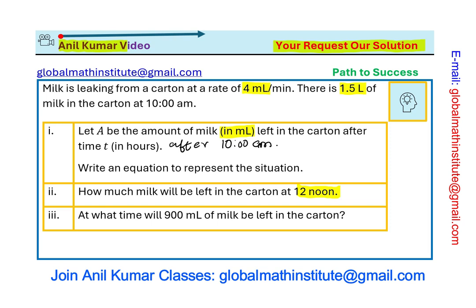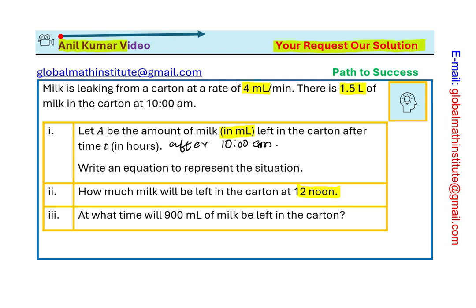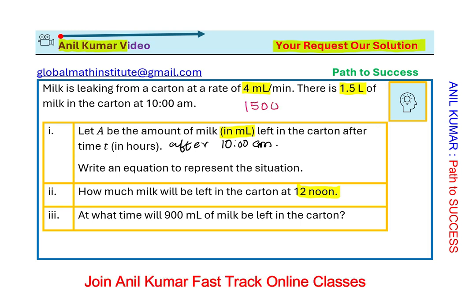So first part is defining variables, which we have done very beautifully along with units. So now, what was the amount of milk in the carton to begin with? At 10 am, it is 1.5 liters. So 1.5 liters is multiplied by 1000 to get it to milliliters. So 1500 milliliters. So that's the amount of milk A at 10 am.